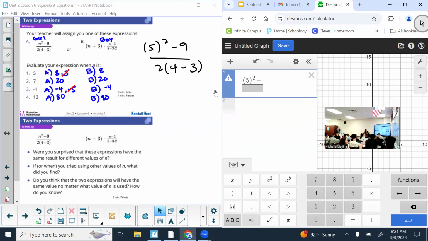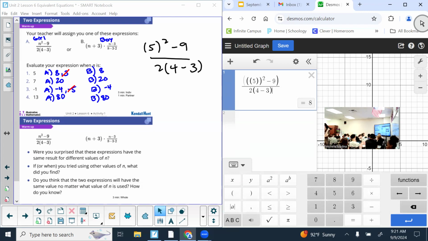Desmos is really user friendly. If you're using a handheld calculator, you'll probably have to put parentheses around your numerator and denominator, like this, so that it reads it right. But it is still possible. And then down here it's parentheses 4 - 3 in parentheses. If you're using a handheld calculator, you might have to put your denominator in parentheses as well. But you can see my answer is 8 for the girl expression.